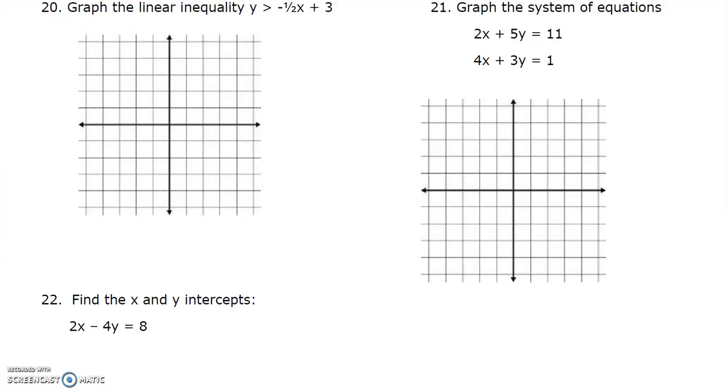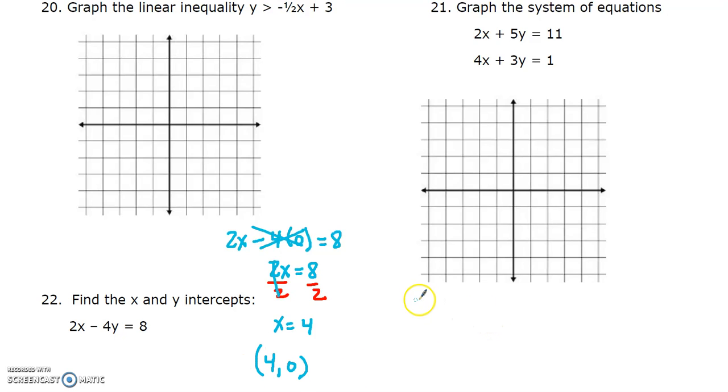Okay, my last question is asking me to find the x and the y-intercept. So remember, if I want the x-intercept, that means my y value is going to be 0. So really this is gone, and it just leaves my 2x equals 8, and then divide by 2 on both sides. And then that's going to leave my x would be equal to 4. So if I wanted to write it as a coordinate, it would be 4, 0.